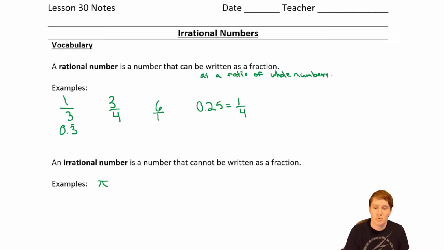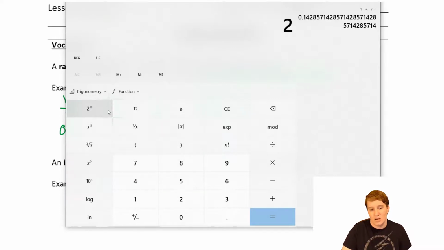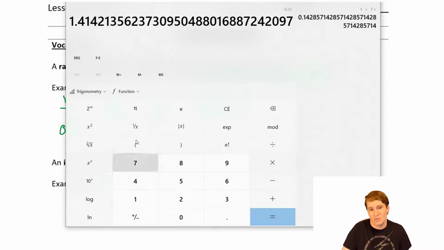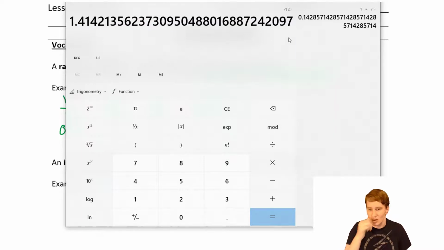But pi is not our only irrational number. The other irrational numbers we come into contact with are square roots that are not perfect squares. So square root of 2 would give us a decimal. I press the square root button and it gives us 1.414213. Nowhere along the way here does it repeat, as far as these decimals go.